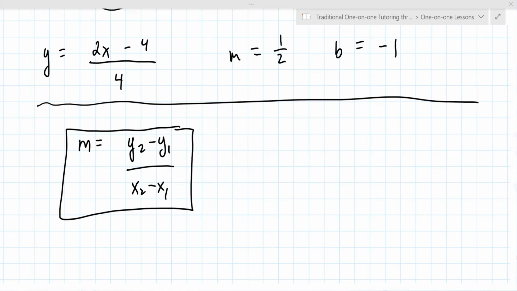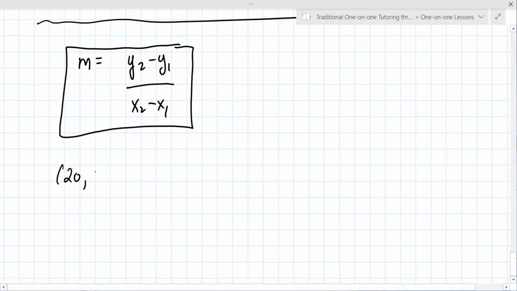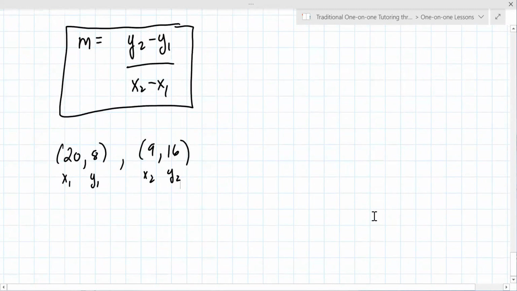All right, let's do the following here. So let's say I give you the points (20, 8) and (9, 16). The first time you do this, you might want to write x1, y1 underneath and x2, y2 underneath. Is this something you've seen before? Okay. All right. So then your slope is y2 minus y1, 16 minus 8 over 9 minus 20.